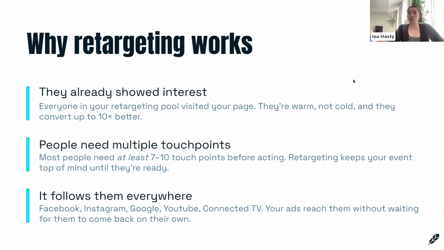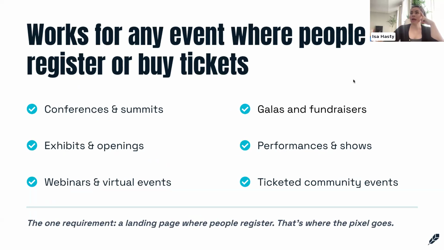So with digital ads, you can show up on Facebook, Instagram, Google, YouTube, connected TV, the web, right? So wherever people are browsing, you can show up. And then this works for any type of event where there is a landing page to register and people can buy tickets. And so lots of different examples of where this can work really well.